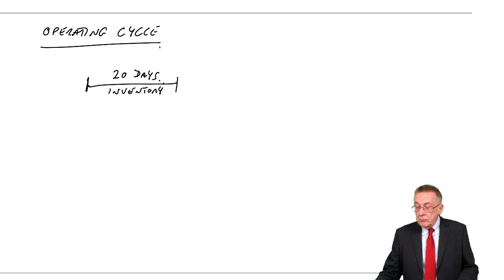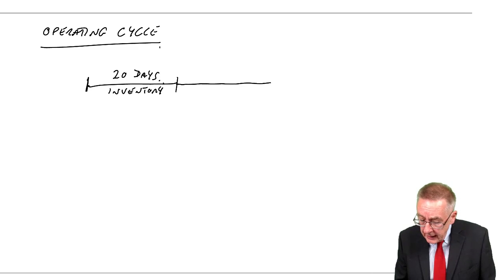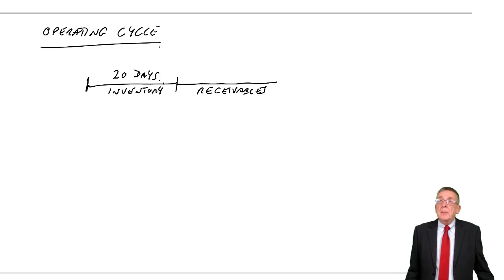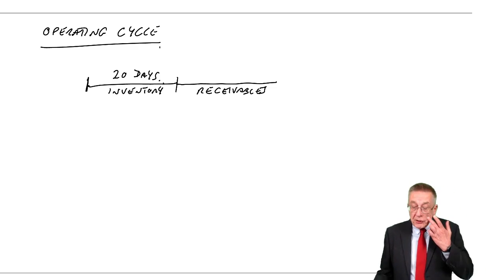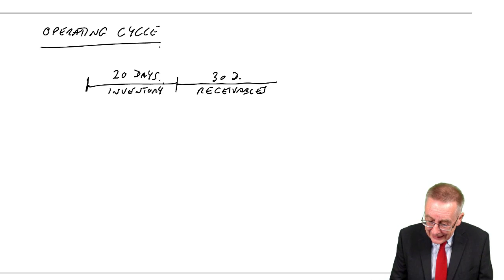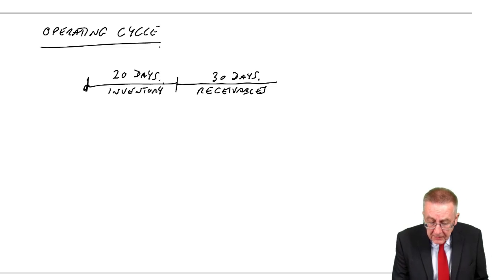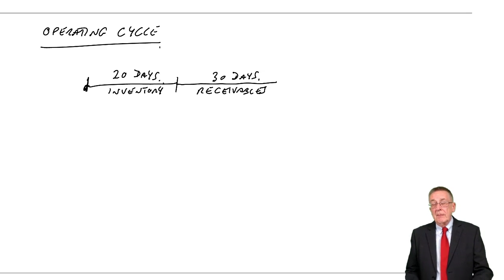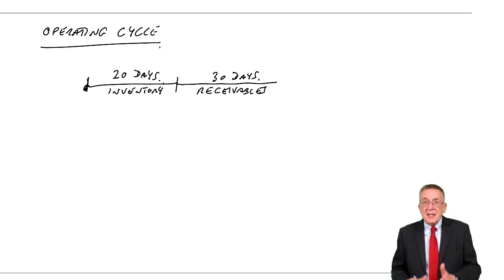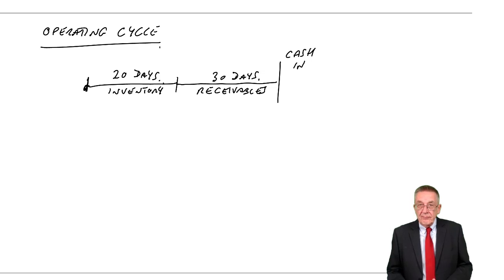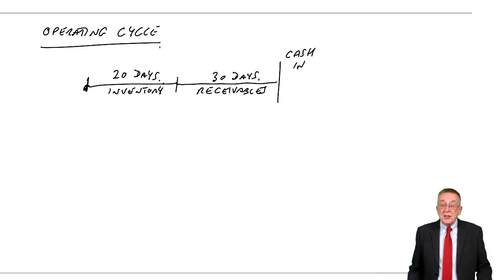However, when I do sell them, I sell on credit, and we've then got receivables. And making up figures, maybe I give customers 30 days credit. And so, from the moment I bought my goods, if I buy goods and then sell them, from the moment I buy them, it's 50 days before we actually get the cash in. It's 50 days when I'm without the cash.